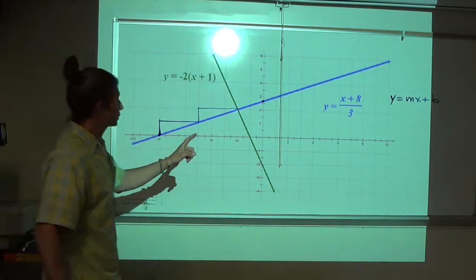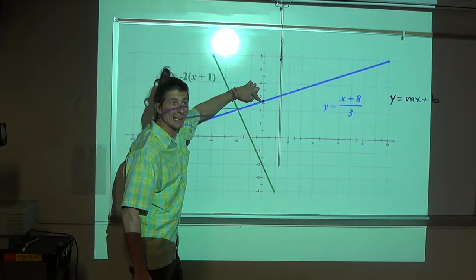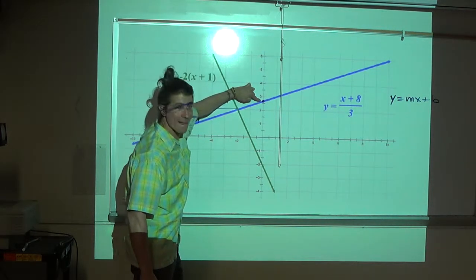Can you see where the y-intercept is now by doing it this way? I labeled it right here. What is that guy right there? What number is that?